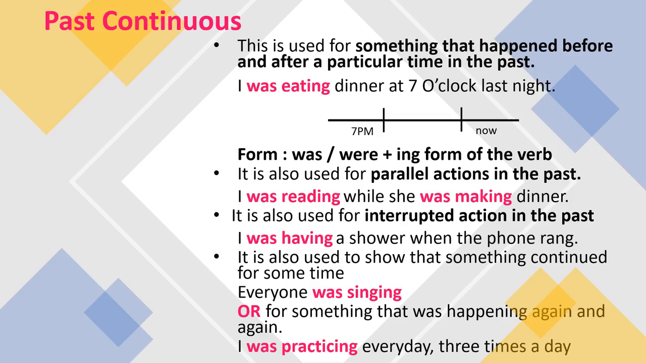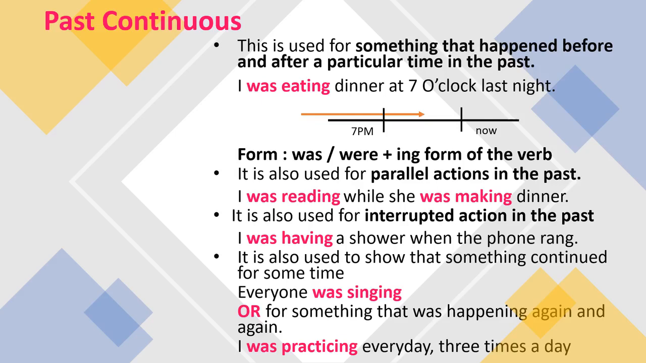It is also used for parallel situations in the past. Example, I was reading while she was making dinner. We have two actions here, or parallel actions, that is reading and making dinner. In this case, we use past continuous tense.